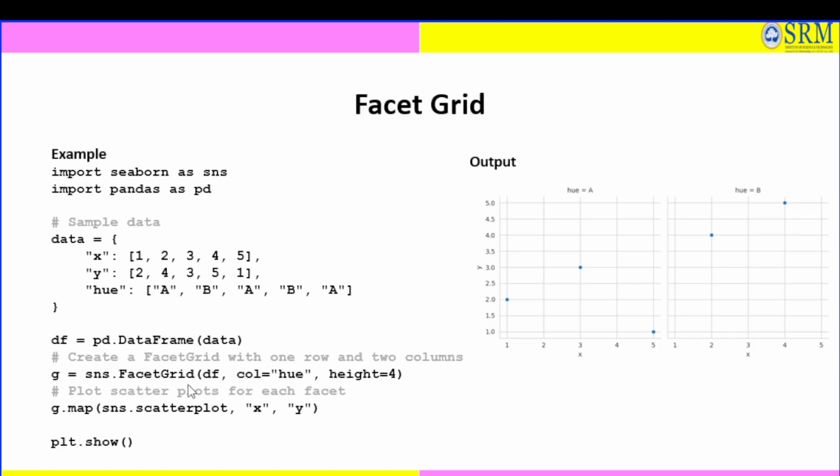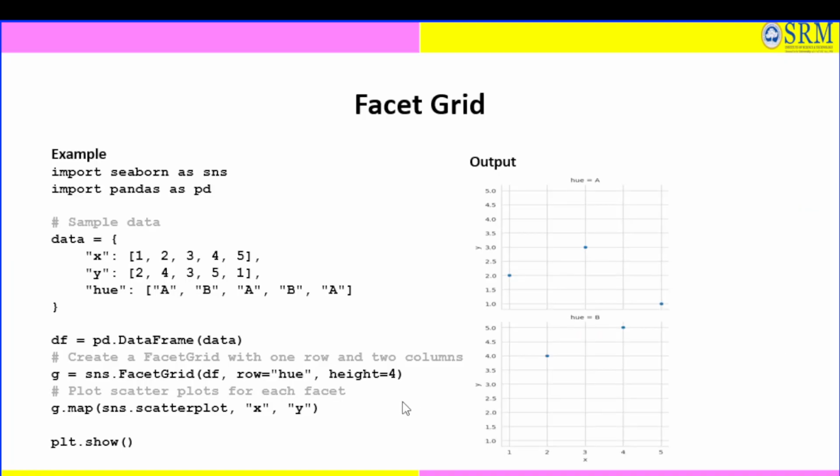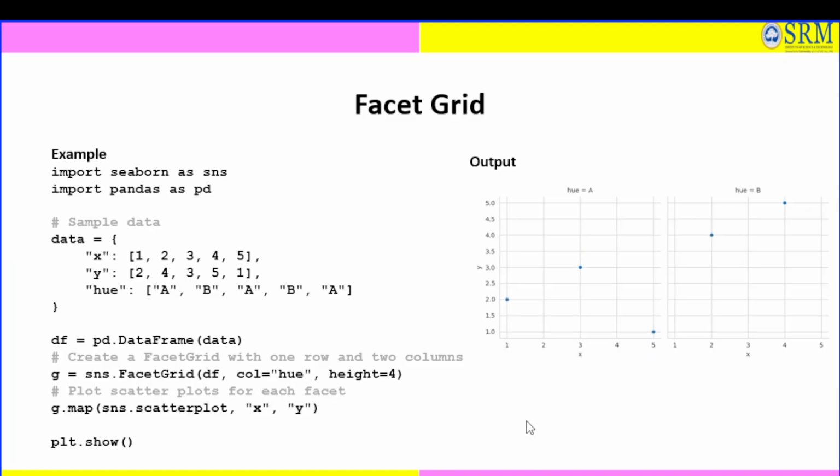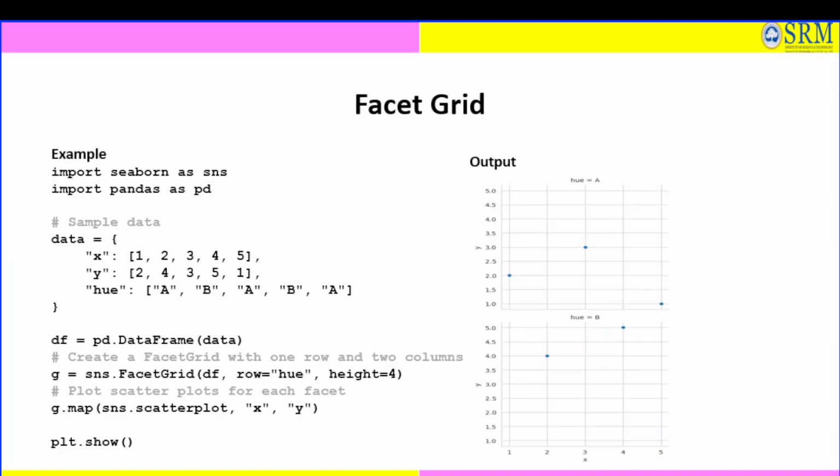So facet grid, the data frame, and what is that column? You are going to have this particular column and what will be the height. And then finally map it so that the scatter plot for each facet will be drawn, and to show that we are going to use the show method. And let's say I want to use the facet. Here we have shown the facet grid horizontally. Now I wanted to show it vertically.